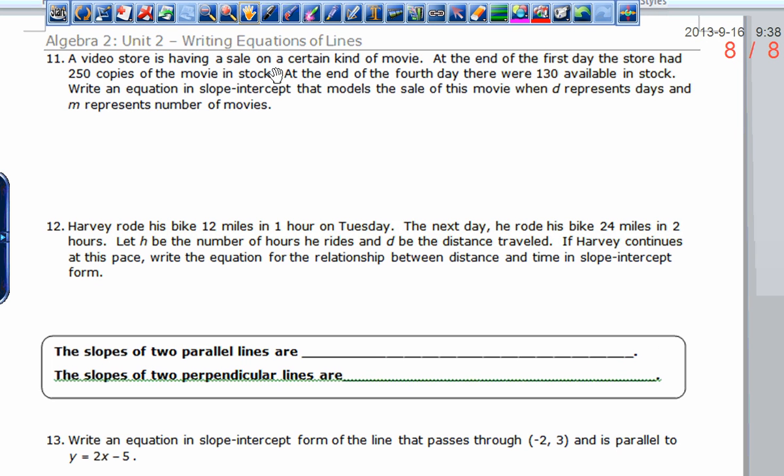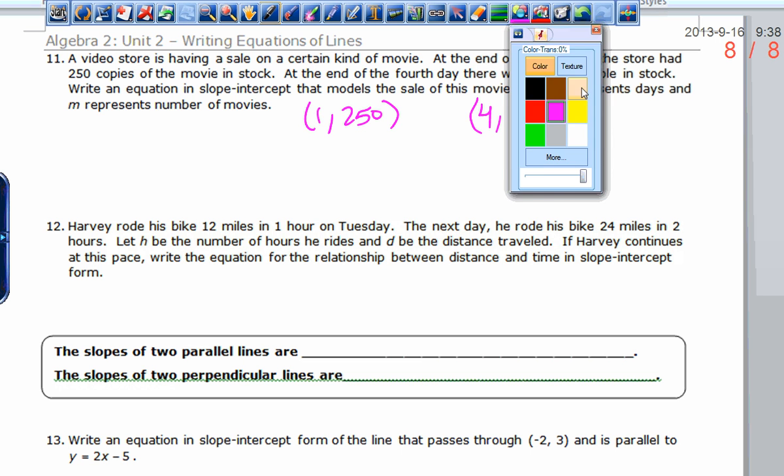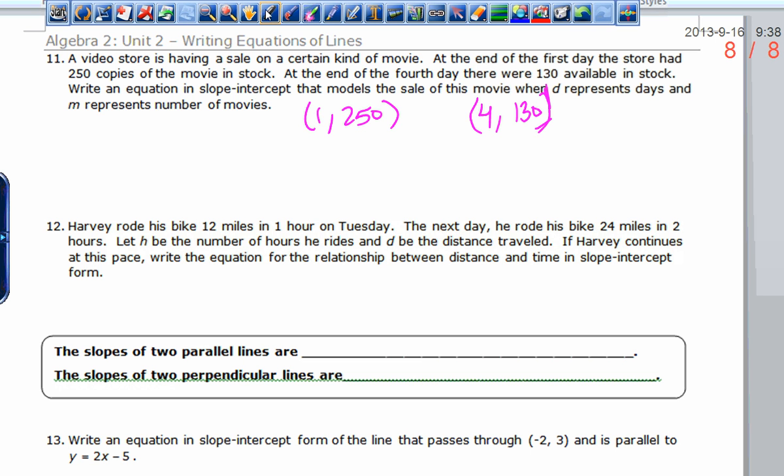Couple of lovely word problems here. The store is having a sale. In the first day, the store had 250 movies in stock. In the fourth day, there were 130 in stock. Write an equation. It just gave us 2 ordered pairs. The ordered pair is going to be on the first day, there were 250 copies, and on the fourth day, there were 130 copies. Do I have enough information to write an equation?